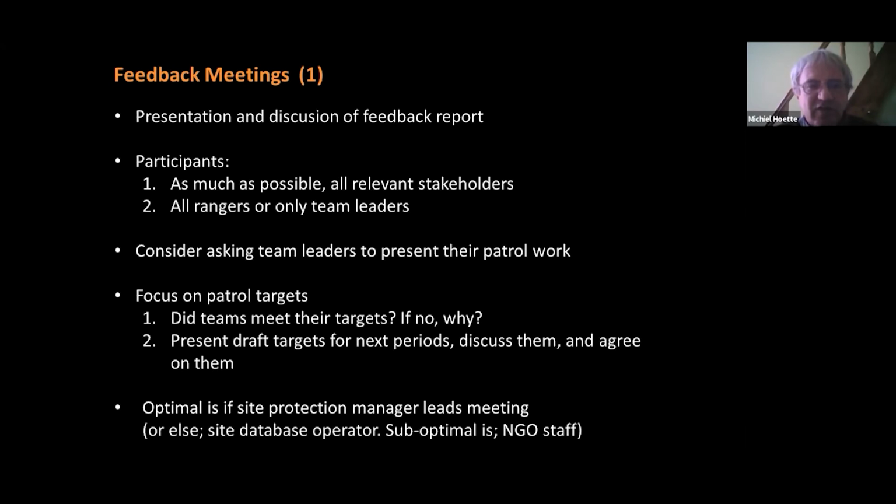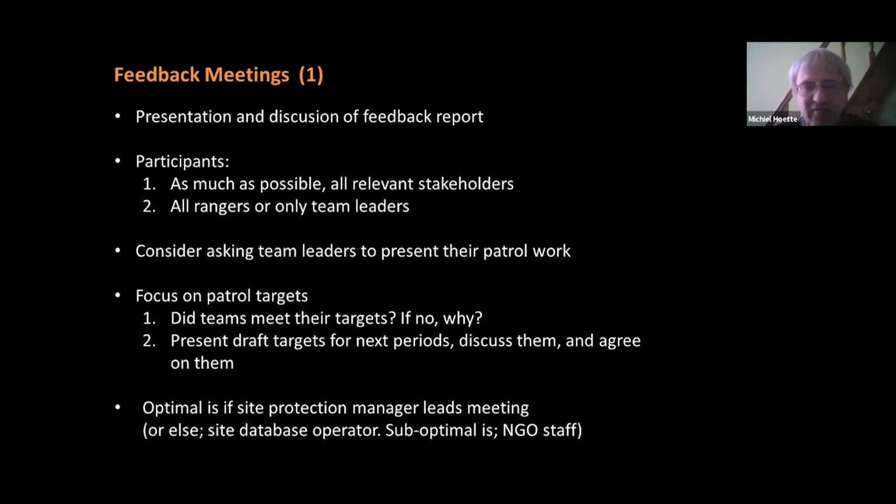It's often a good idea to ask team leaders to present their own patrol work. So make something like 2 or 3 slides summarizing the efforts and results of each individual team, and then invite the team leaders to comment on the work that they've done in the previous period.